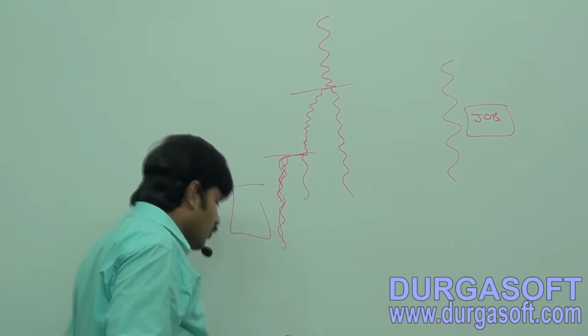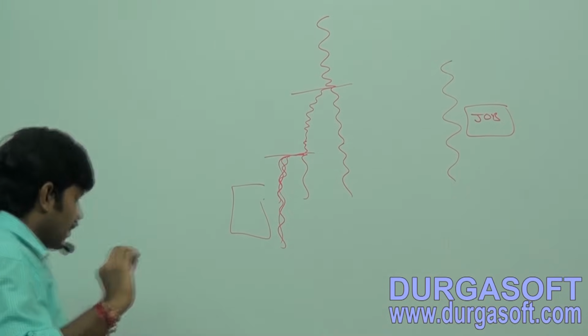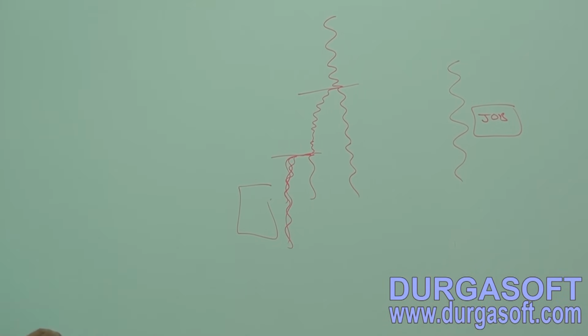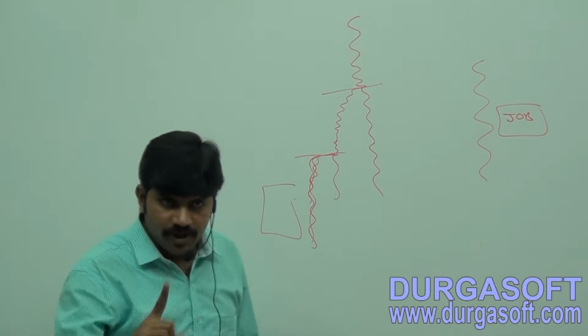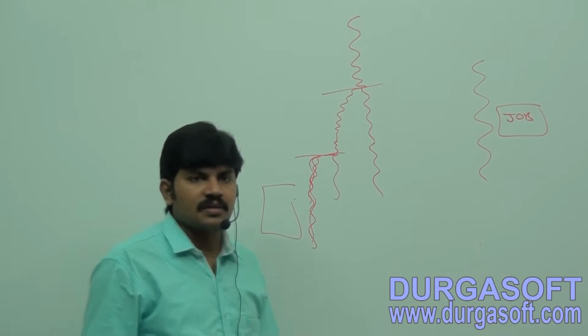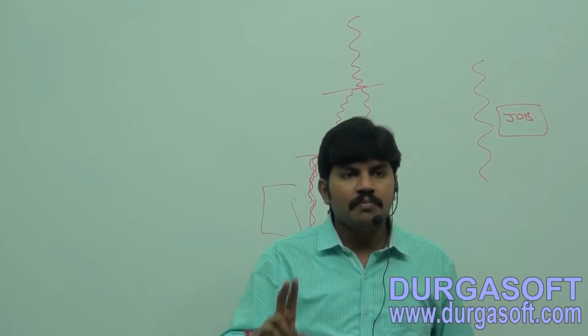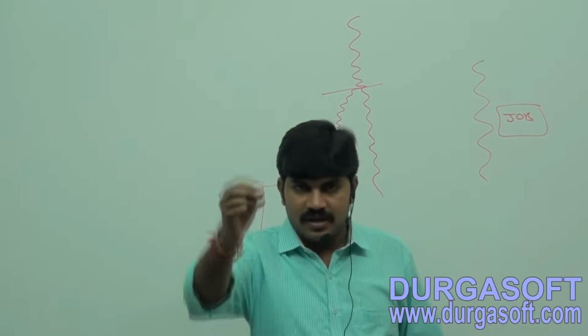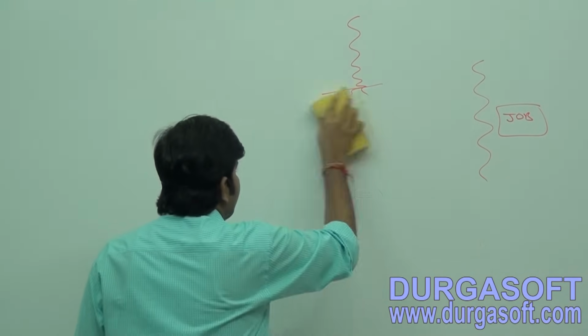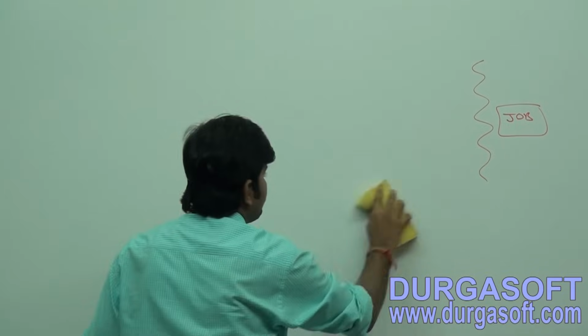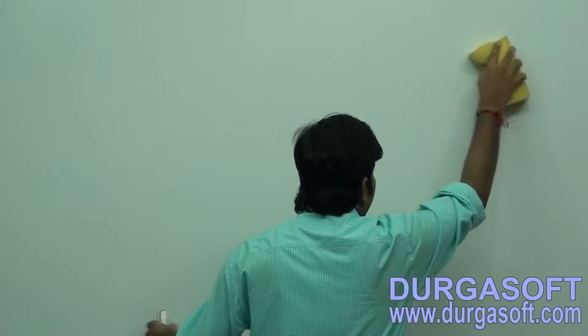Now let me go for in how many ways we can define a thread. Can you tell in how many ways we can define a thread? There are 2 ways. What is the first way? By extending the Thread class. The second way, by implementing the Runnable interface. At this point, we can define a thread.